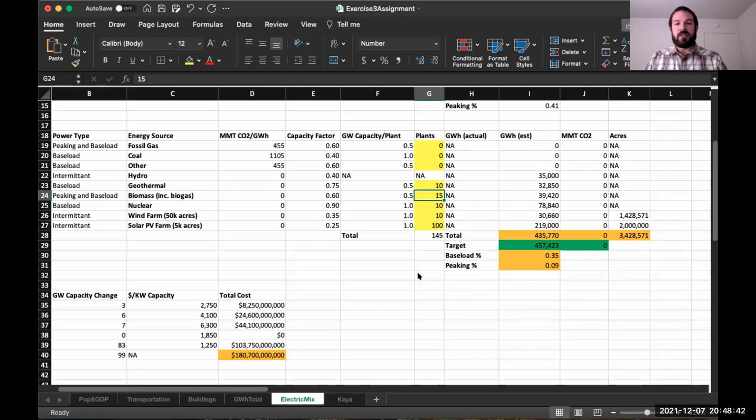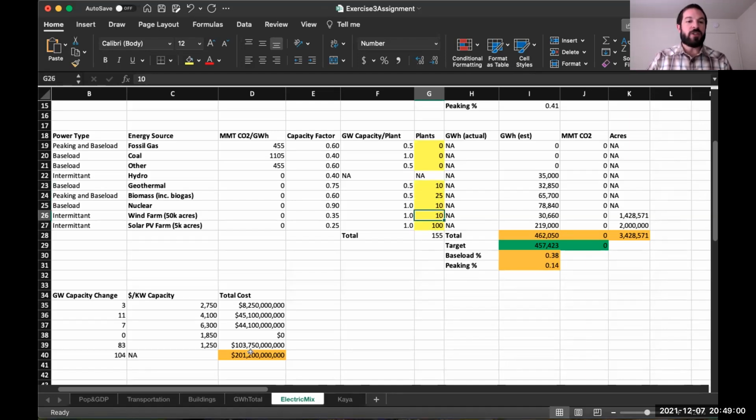Okay, well, my peaking is still too low. Okay, and I'm getting really close to my target in terms of gigawatt hours and my price. Okay, 20. Oh, geez, what about 25? Oh, geez, I can't do it with this current mix. I have to change these numbers.